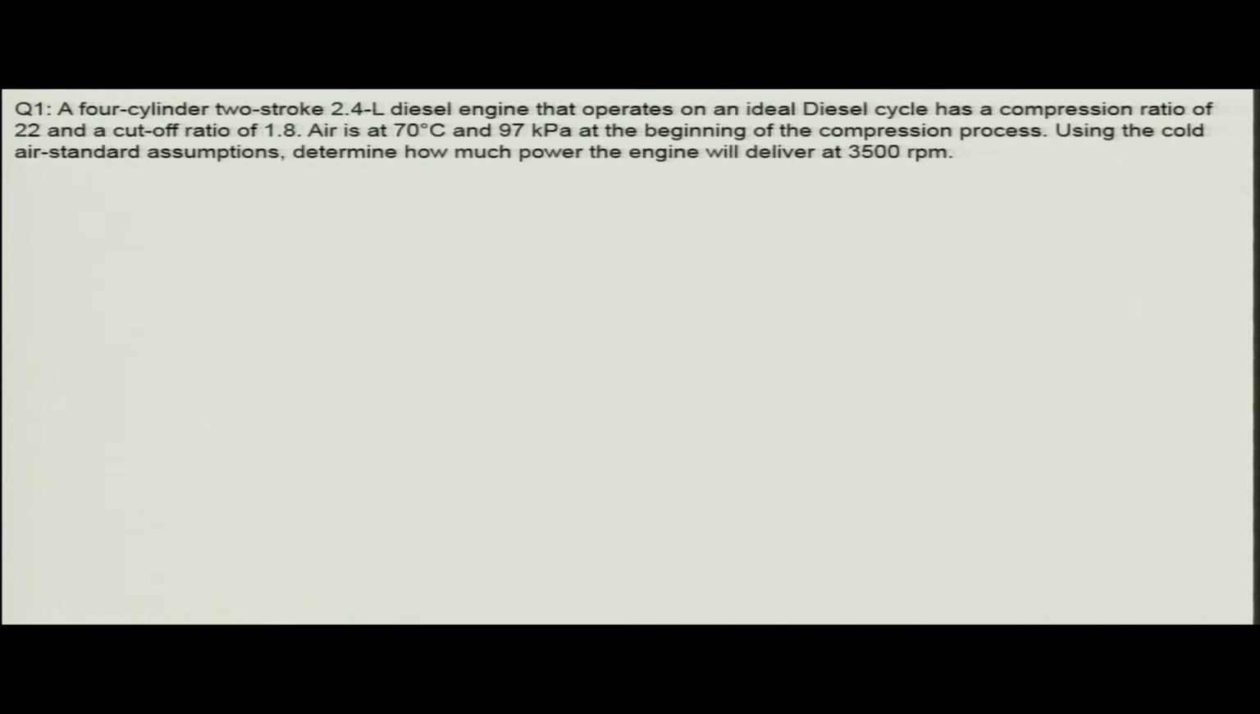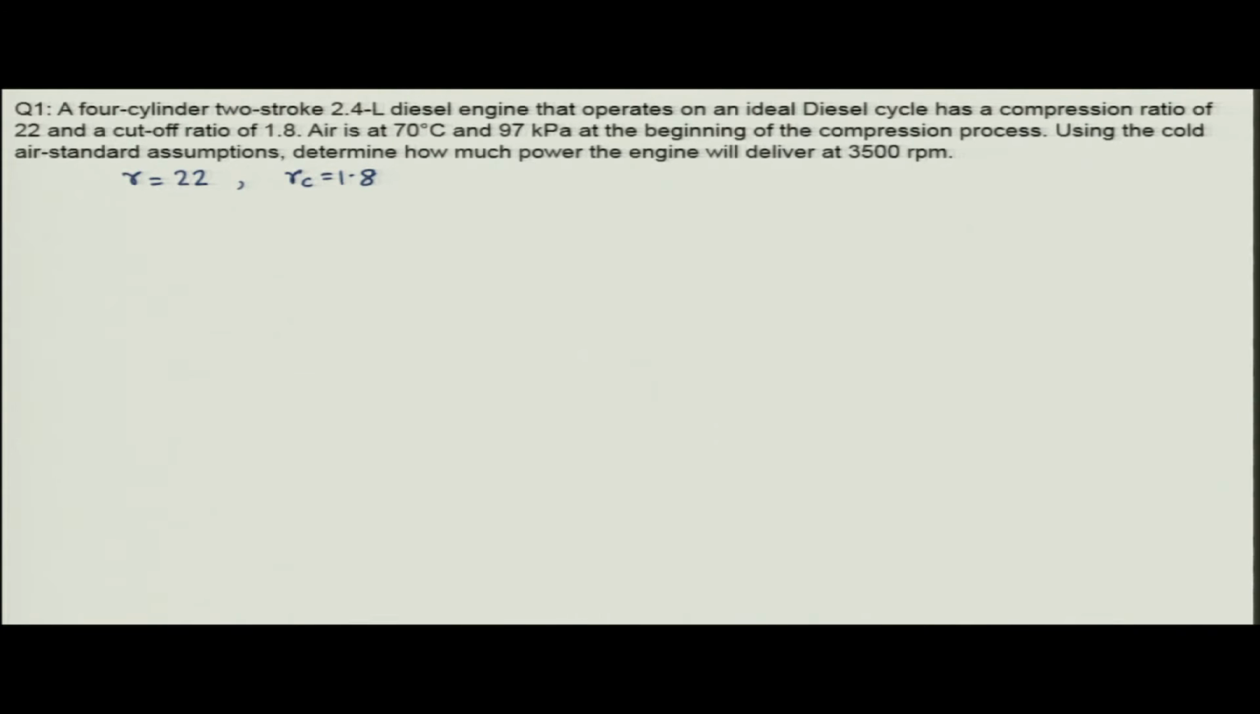The first problem is a 4 cylinder 2 stroke diesel engine of 2.4 liter that operates on an ideal diesel cycle. It has a compression ratio of 22 and a cutoff ratio of 1.8. At the beginning of the compression process, air is at 70 degree centigrade and 97 kilopascal. Using the cold air standard assumptions, determine how much power the engine will deliver at 3500 rpm. That is the problem statement.